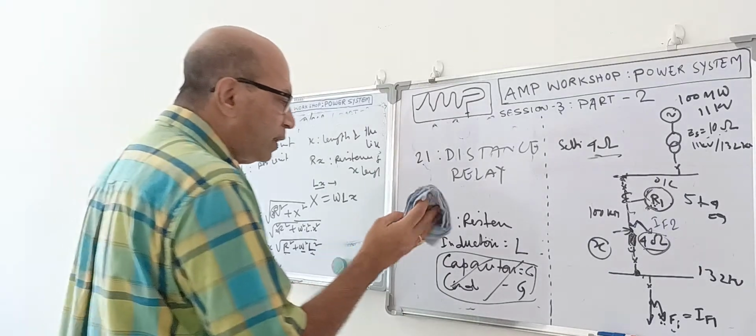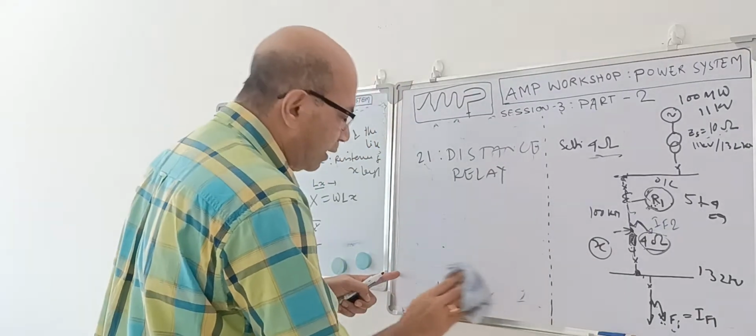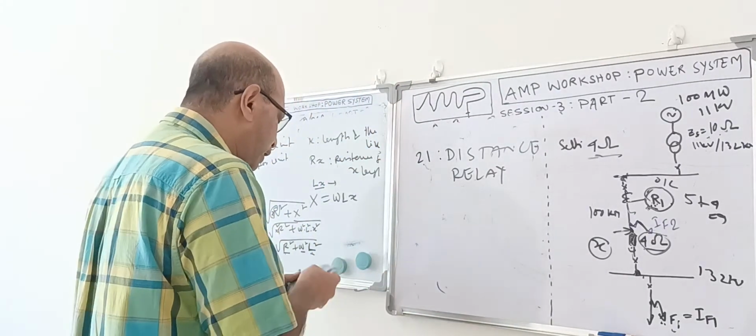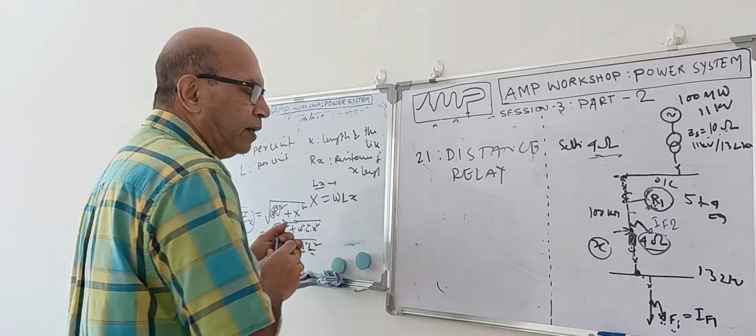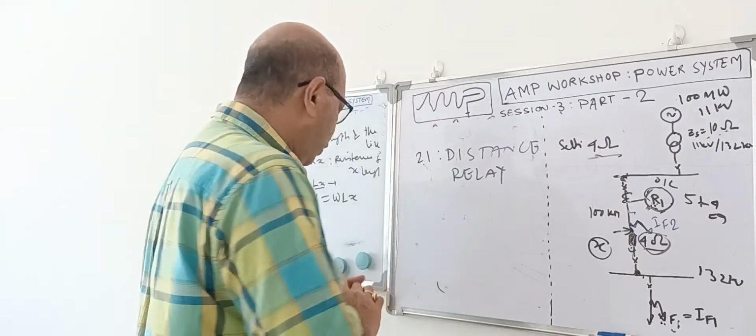Okay. So the basis of the distance relay design is this. That is, the distance relay will measure the impedance of the line. Suppose I am putting a distance relay over here. In the case of a distance relay, what do we need to do?